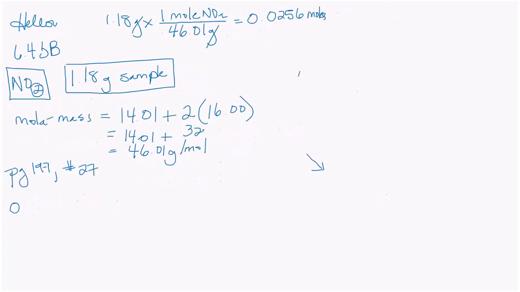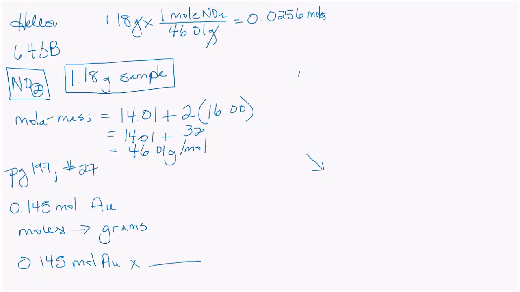So the information that they gave us is that we have 0.145 mole of gold, and the symbol for gold is Au on the periodic table. They're saying that given how many moles of gold you have, what is the mass? So this is a conversion from moles to grams for a mass. We have 0.145 moles of gold, Au, and we're going to multiply by the conversion factor of grams per mole. So, Jeanette, where would you find that molar mass?